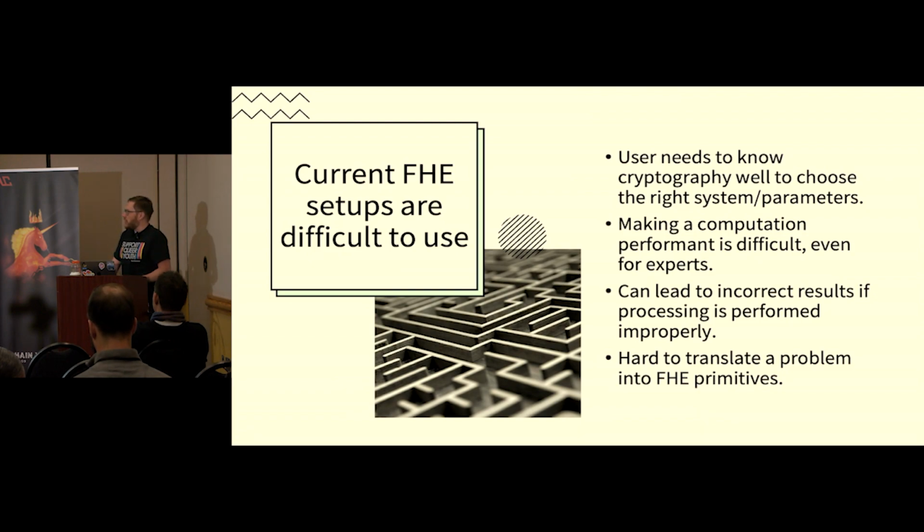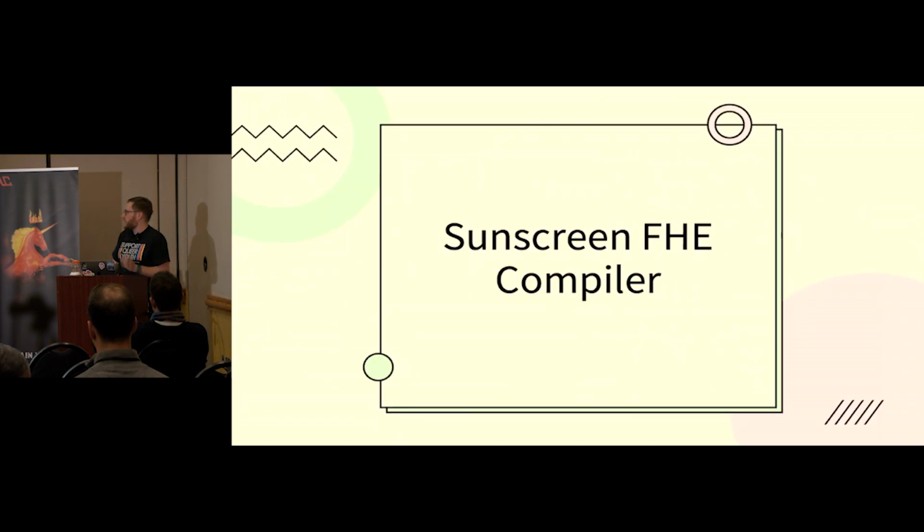Then it's hard to translate problems into FHE primitives. So FHE primitives are often addition and multiplication. That's how homomorphic encryption systems are either additively homomorphic or multiplicatively homomorphic. Full ones have both properties, but how you define something like credit card fraud in terms of addition and multiplication, that's a hard concept, right? So that's why it's difficult to currently use FHE.